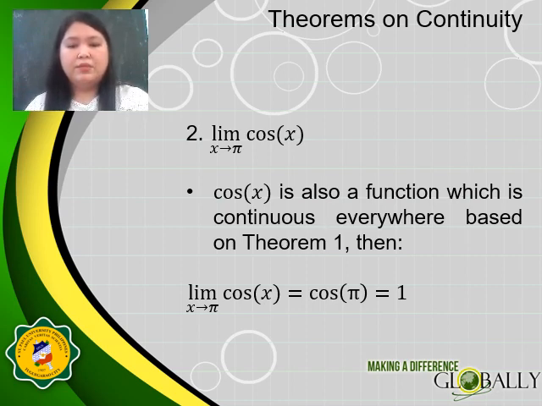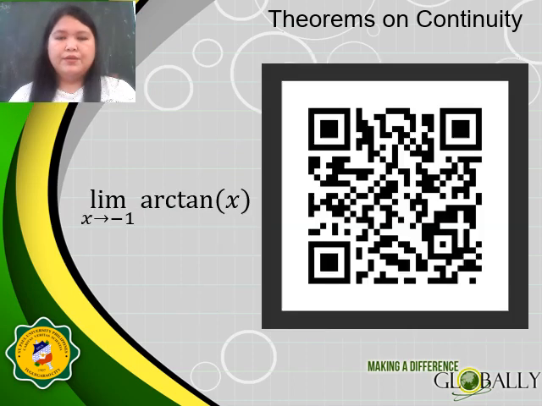So the limit of cosine x as x approaches pi is equal to cosine pi, which is equal to 1. Therefore, the limit of cosine x as x approaches pi is equal to 1. For the last item in our example, the limit of arctangent x as x approaches -1, I will leave that to you to work on. To verify your answer, you can just scan this code using a QR code scanner.